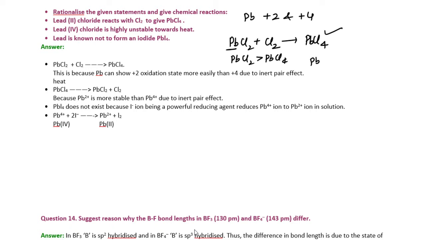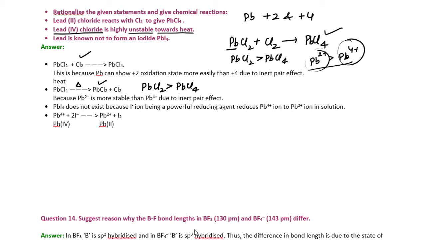Due to inert pair effect, Pb2+ is more stable than Pb4+, but if chlorine is in excess, then it can form PbCl4. Now, Pb4 chloride is highly unstable towards heat. Again, due to inert pair effect, I told you earlier that Pb4+ is less stable than Pb2+. That's why if we heat it, PbCl4 can be easily converted into PbCl2 because Pb2+ is more stable, or we can say PbCl2 is more stable than PbCl4. But in first case, how it is formed?